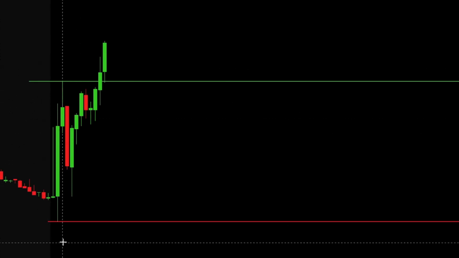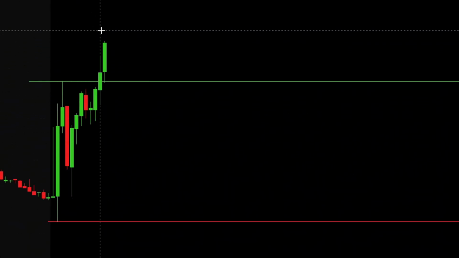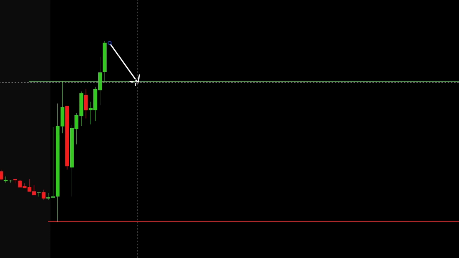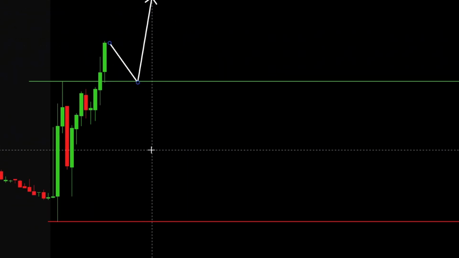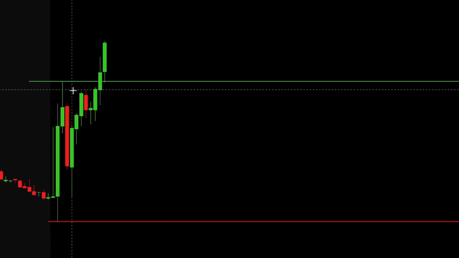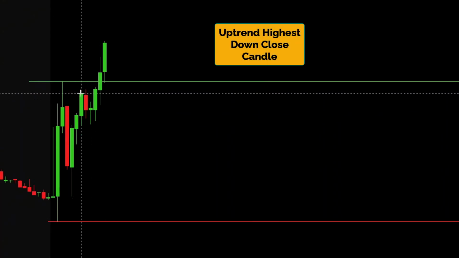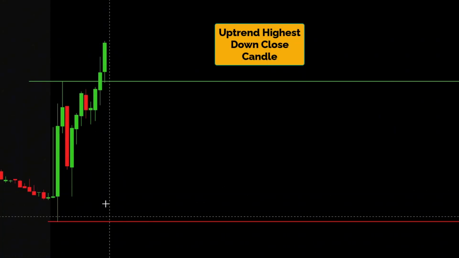We marked out the high and low of the first 5 minutes. We've also broken above the 5 minute high, which means we're now going to be looking for the retest and continuation to the upside. But how can we add even more confluence to this entry? Well, this is where we're going to look for that down close candle, like I mentioned. And to look for the down close candle, you want in the uptrend the highest down close candle, and for the downtrend, the lowest up close candle.